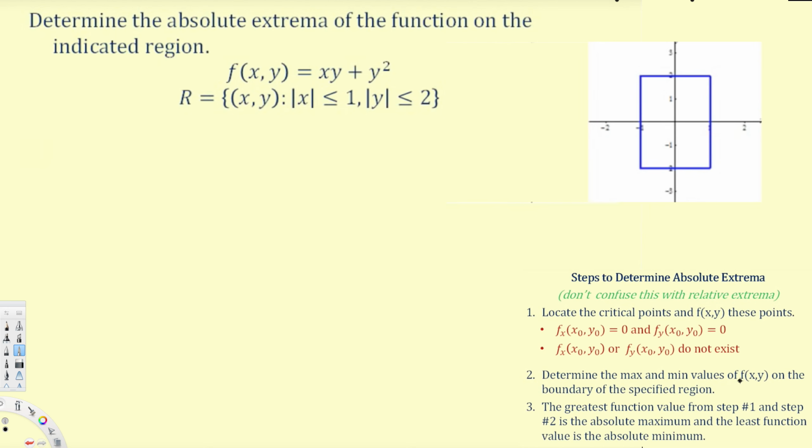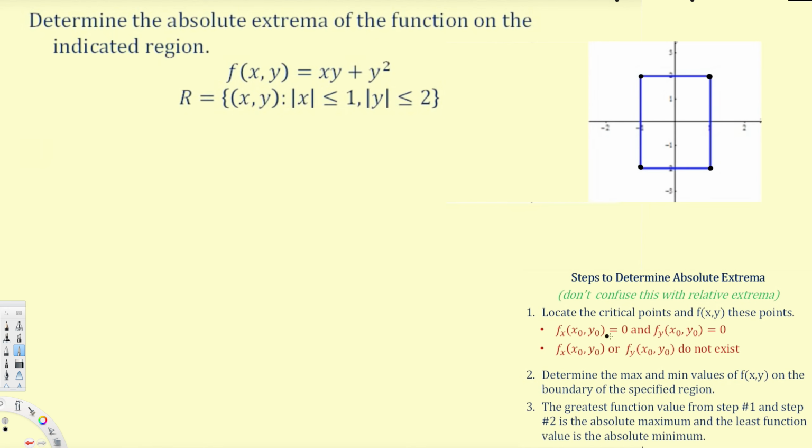Okay, now after we find the critical point, we go to the next step, that is to determine the max and min value of f of x, y on the boundary of the specific region. Here we look at the corner points and we find the values. We plug these corner point values in this function, and also we go along this path and find the values, and after that we compare all of these values and look at which one is greatest, and the greatest one is going to be our absolute maximum, and the lowest value is going to be the absolute minimum.